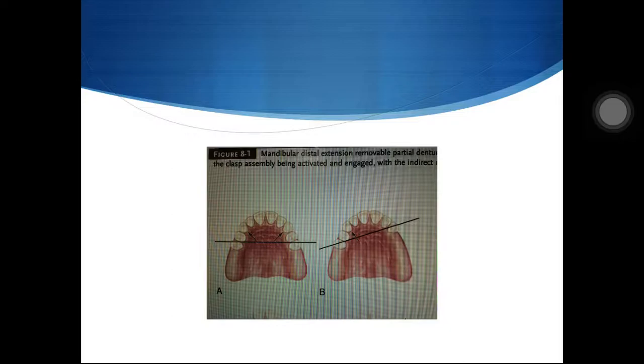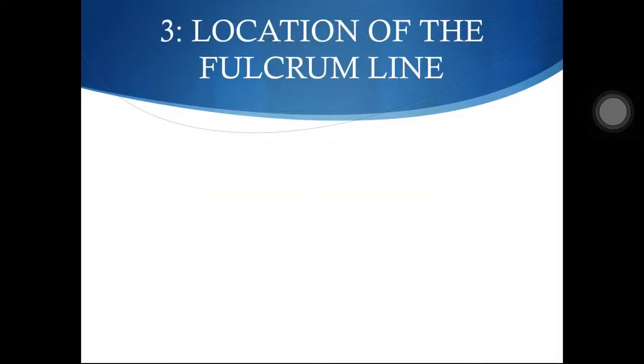Here we can see that this is Kennedy's class 1, and this is the imaginary fulcrum line which is passing through distal extension, these last standing abutments and their occlusal rests. And this is the ideal position; the most ideal would be the most away, which is the incisors. But incisors are very difficult to cope with indirect retainers. So the most ideal teeth that are considered for indirect retention are the first premolars or the canines. Here we can also see that we have to have the retainer away from the fulcrum line in a perpendicular fashion.